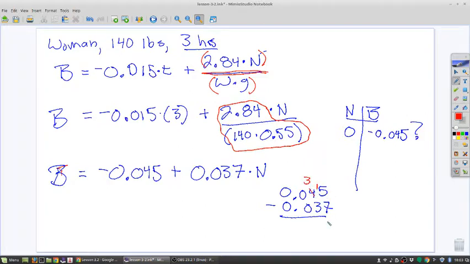And 15 minus 7 is an 8. 3 minus 3 is 0, 0, 0 point. And then since the 0.045 is actually the negative one, this answer should be negative. So I should get about negative 0.008. Remember this, oops, that number there was rounded.